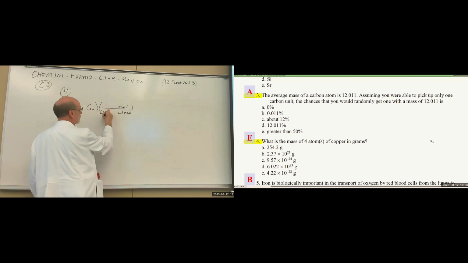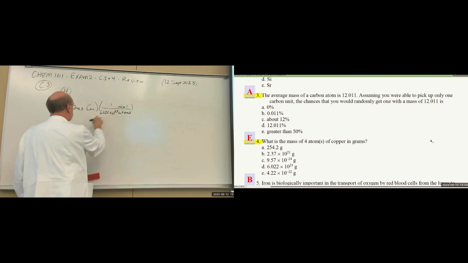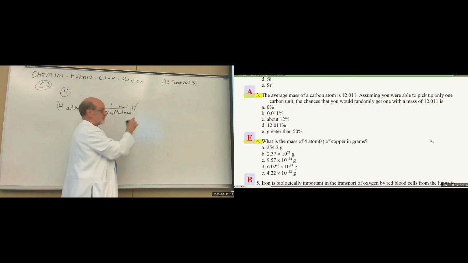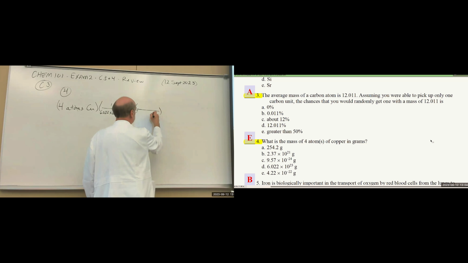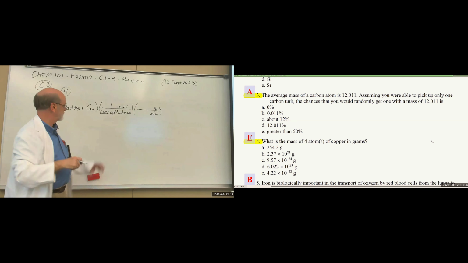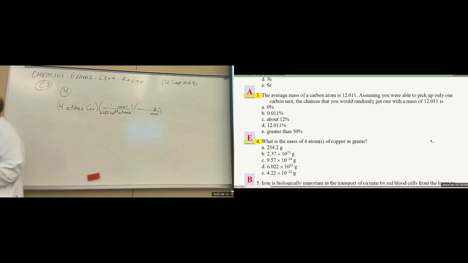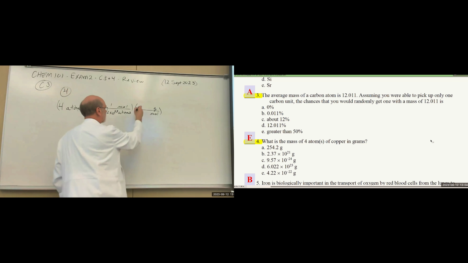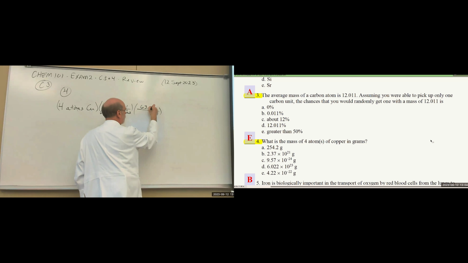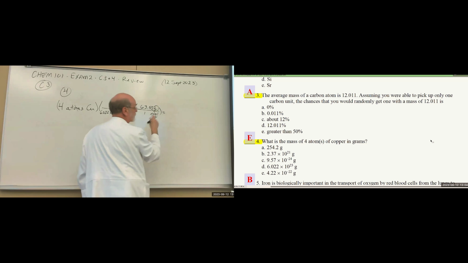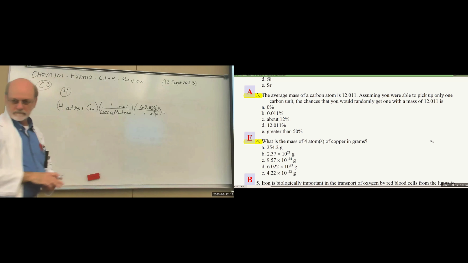Has to be Avogadro's number. How many atoms in one mole? That cancels atoms and leaves us with moles. Okay, so now we can convert moles to grams because we know the molar mass of copper. Naturally occurring copper, 63.55. There we go. That's grams. That's what we're asked for.